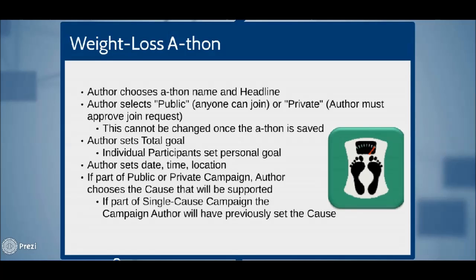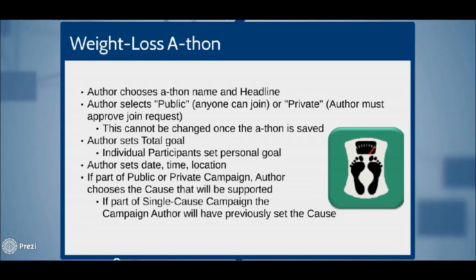You will need to decide if you want your A-thon to be public, meaning that anyone can join, or private, meaning that you will have to approve every person that joins. In most cases, you will want it to be public because you want as many people as possible to participate. However, there are situations where you want to control membership. Maybe it's a family-only A-thon, or maybe you want to limit it to employees and spouses. Once you save your A-thon, you cannot change the public-private designation, so that must be set now.